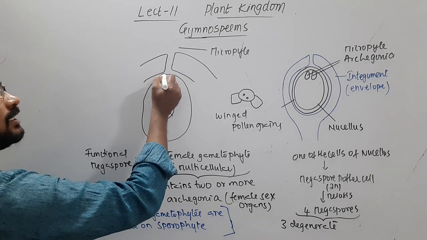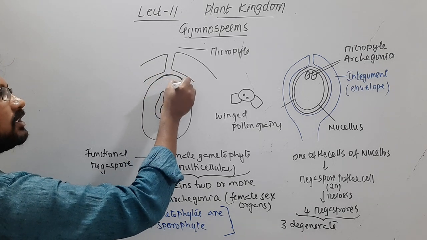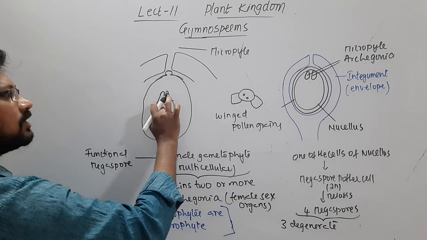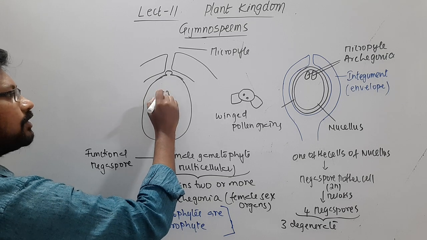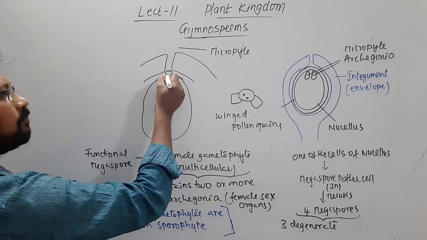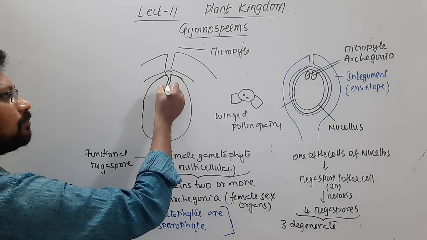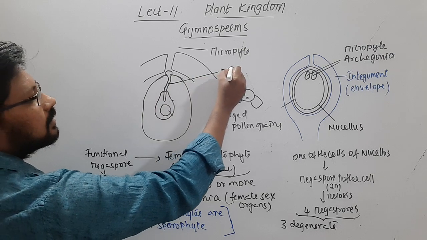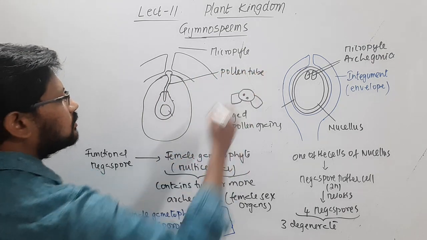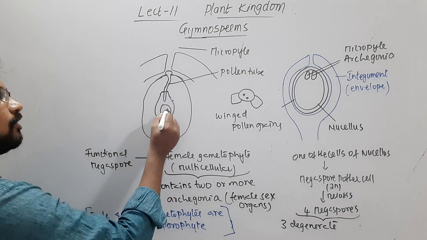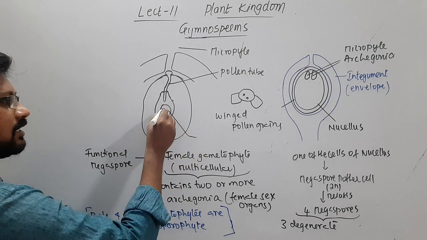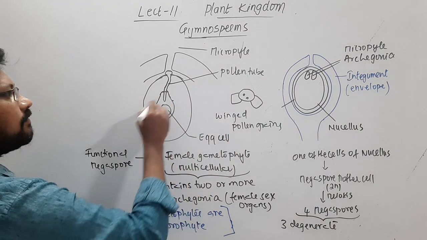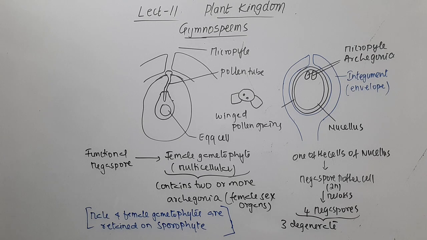Here there is a small chamber called the pollen chamber, and once the pollen grains settle here, they start producing a pollen tube. This pollen tube grows and finally releases the gametes to the egg cell. Finally it results in fertilization.